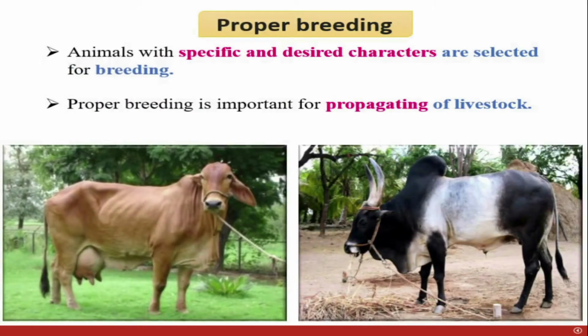Next, proper breeding. What is it? Animals with specific and desired characters are selected for breeding. Cattle should have some specific characters. The animals should give a larger quantity of milk. They should have good immunity because they need to adapt to all kinds of situations. Proper breeding is important for propagation of livestock. Livestock means maintaining of cattle. So selective breeding is very important.